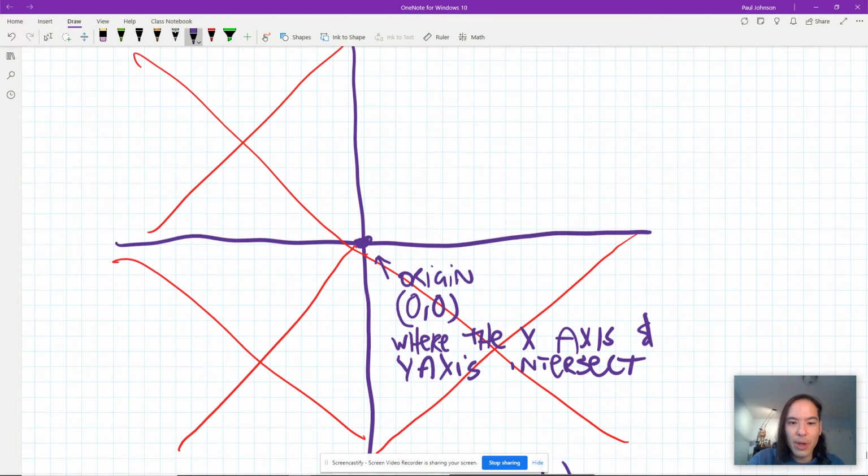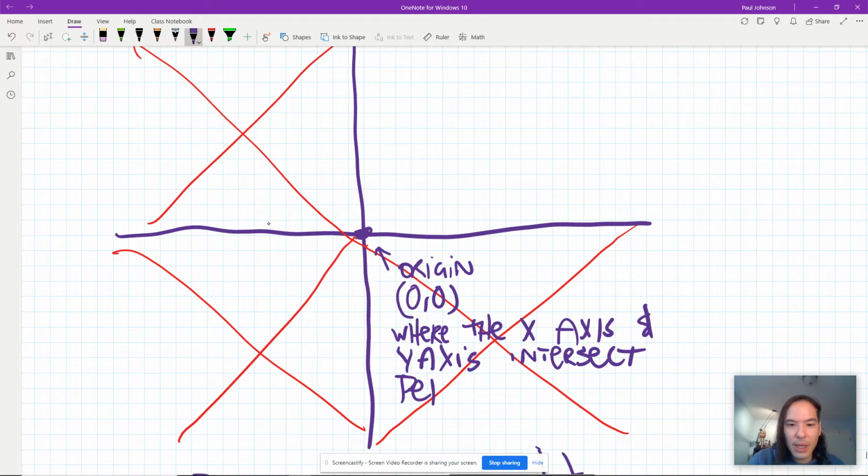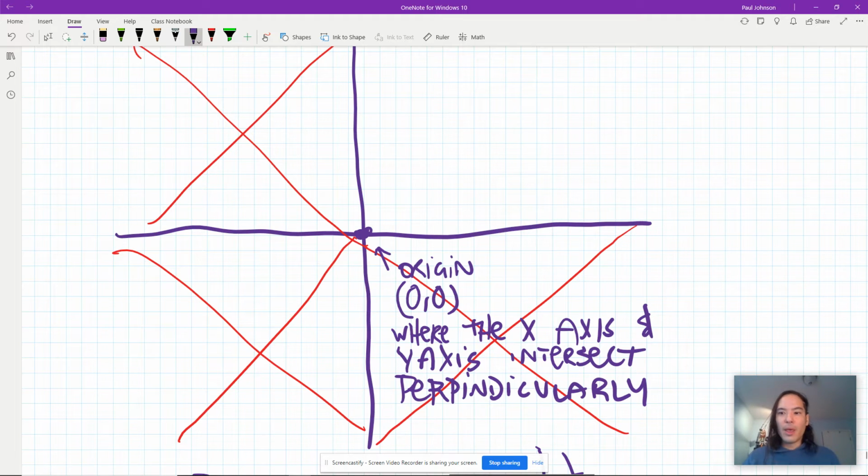And then the big word, perpendicularly. Remember, as far as intersections go, intersections could be two lines at any point crossing, right? A perpendicular intersection is when it forms that 90-degree angle. It has to be straight. This is an intersection, this is intersecting, but this is a perpendicular intersection because it forms those 90-degree angles.